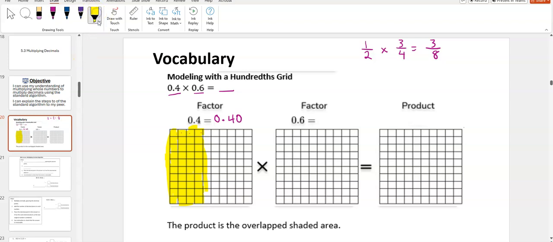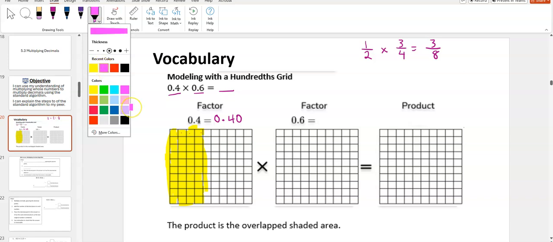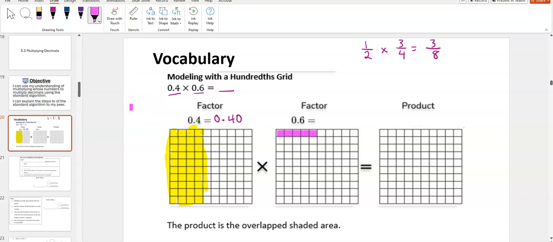And then my next number, I'm going to color 6/10. And again, it's going to be 6 of these, in this case, rows. I'm doing them in opposite directions on purpose. 1, 2, 3, 4, 5, and 6. And again, if I were to count every little box inside, that would be 60 hundredths.